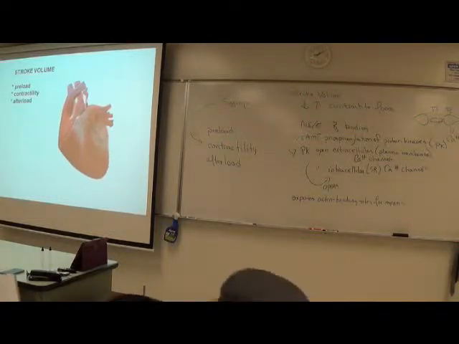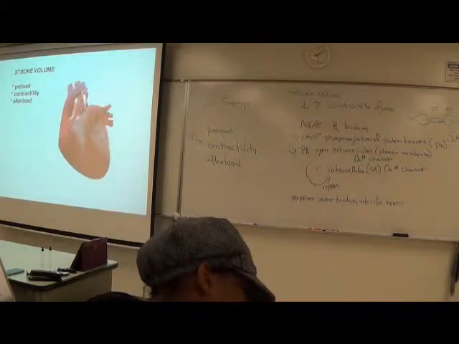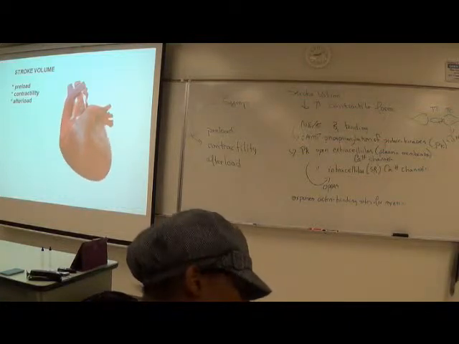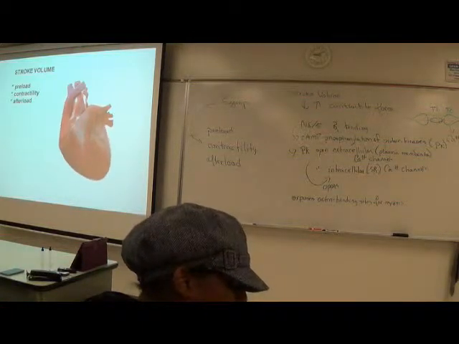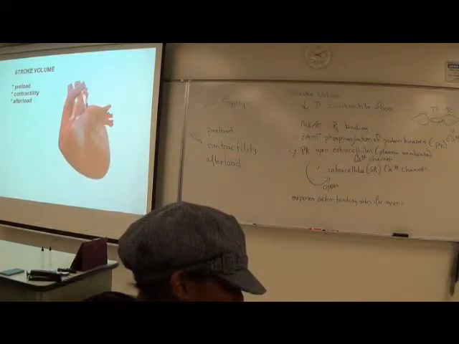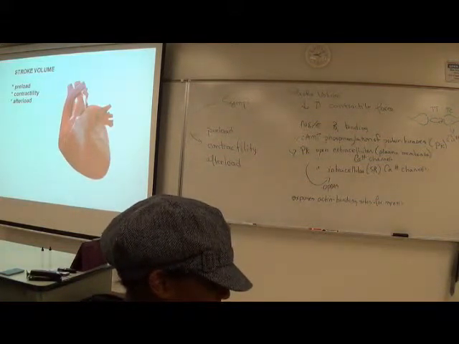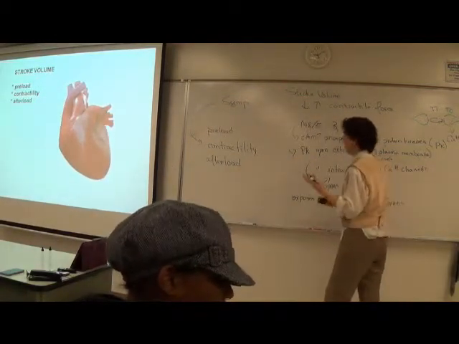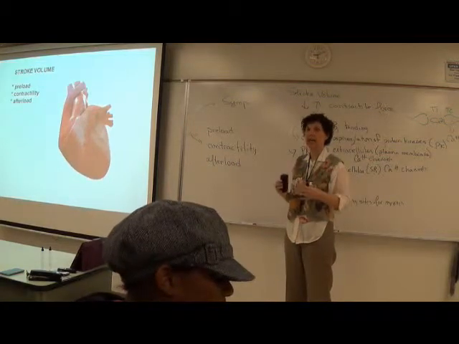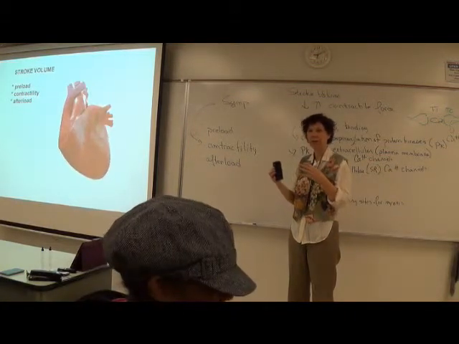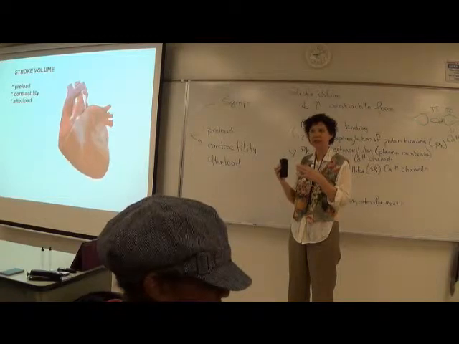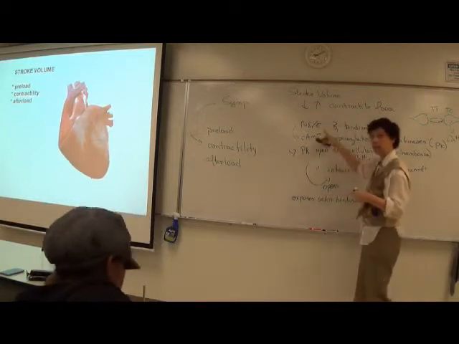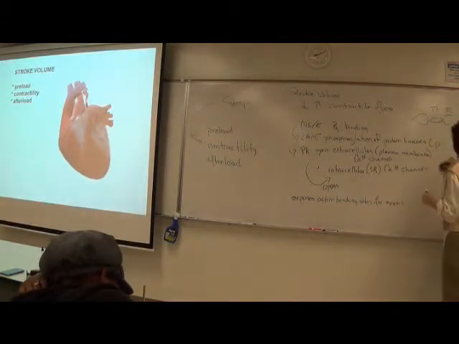Preload is end diastolic volume. It's the volume of blood that the heart has to pump, that stretches out the contractile walls, the ventricular walls. Right? So preload is reflected in the stretching of the contractile walls. Afterload is similar, but it has more to do with the aorta than the ventricles. So, can everybody see this right here with stroke volume? You guys have that?